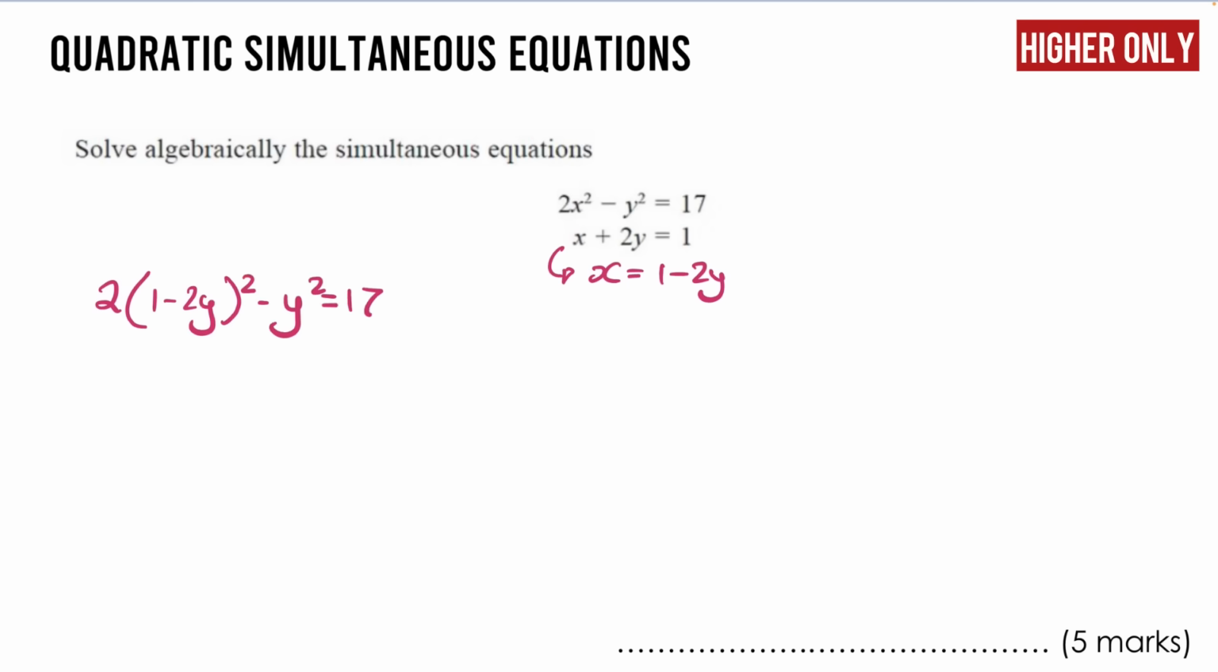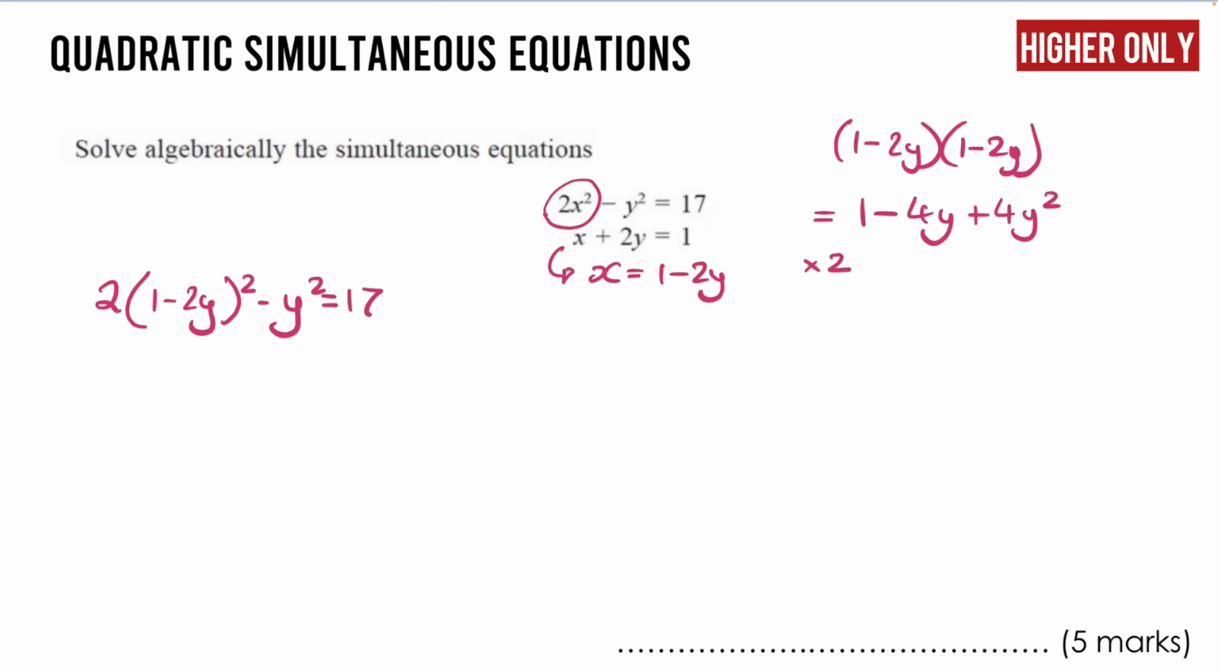Now I do want to work out this bracket, and I'd usually just do that to the side. So 1 minus 2y and another 1 minus 2y is equal to 1 minus, we'll get 2y and 2y, so 4y, and then negative 2y times negative 2y is plus 4y squared. Now we are going to do 2 of those as it's 2x squared, so we may as well times it by 2 up here, which gives us 2 minus 8y plus 8y squared.